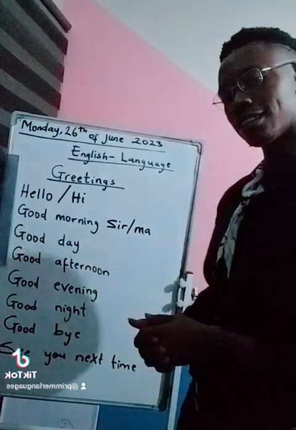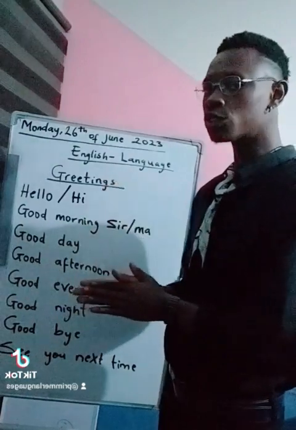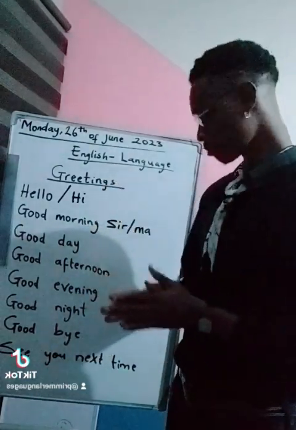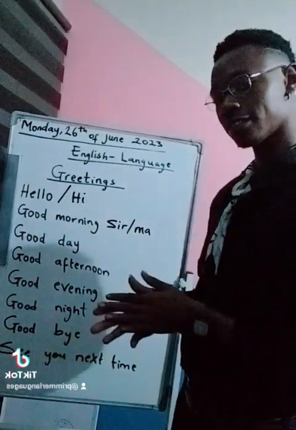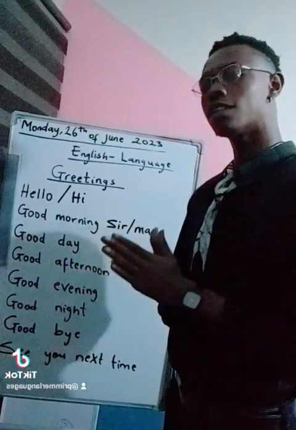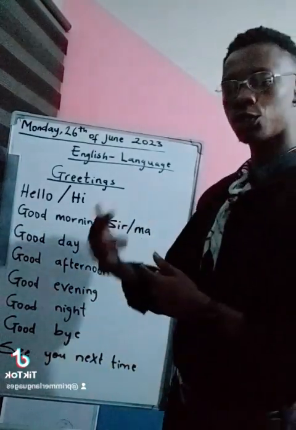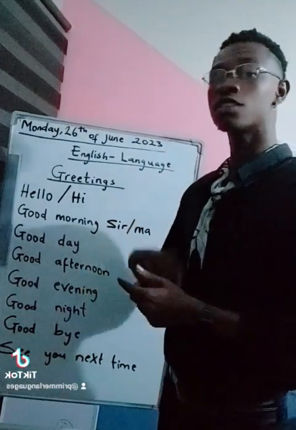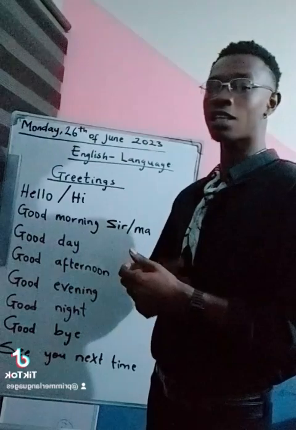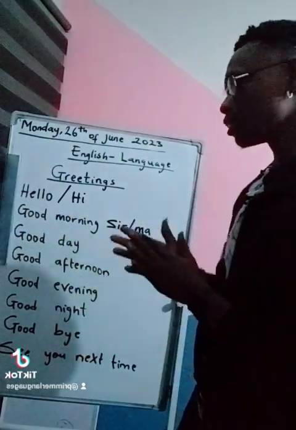Good night. Good night is used only at night. Like I mentioned earlier, you're about to go to bed. Good night. Goodbye. After a conversation, you're about to take your leave. Goodbye. See you next time. That shows that you're going to see the person some other time. It could be tomorrow, it could be next tomorrow, it could be next month, it could be next year. Alright? See you next time.